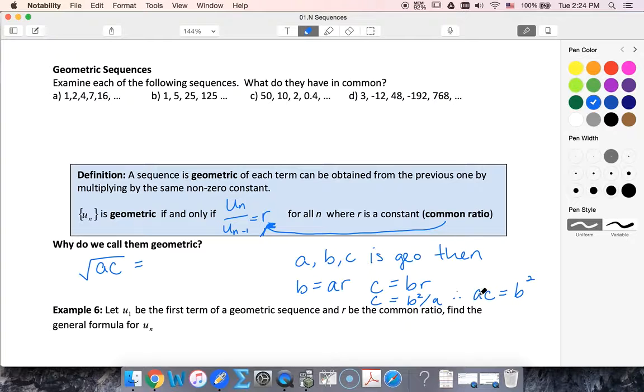That means that root AC is B. And again, if I have two numbers, multiply them and square root them, I call that a geometric mean. Because I can take these two numbers, multiply them and square root them and get B, we call this a geometric sequence. Again, this formula is sometimes handy for solving. So if I have a geometric sequence, then the geometric mean of A and C make B.